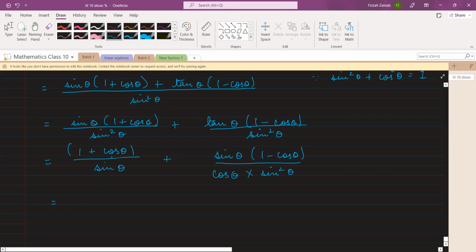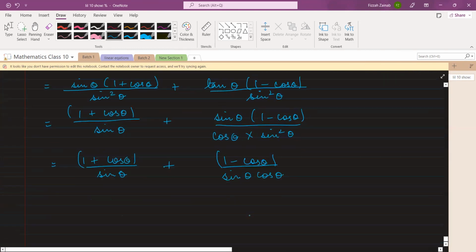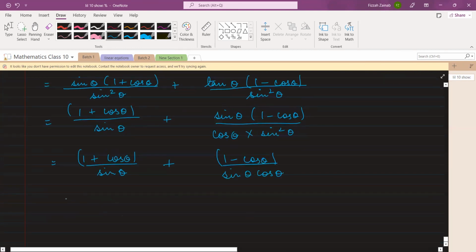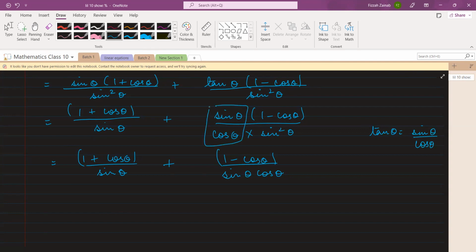Let us further split this. In the next step I'll do cos theta and then upon sine theta. And here, one sine will get cancelled out and you have 1 minus cos theta divided by sine theta cos theta. All right? What is the tan theta changed to sine theta? Tan theta is sine theta divided by cos theta. So this sine theta by cos theta is tan theta. Okay. And the other terms are same.